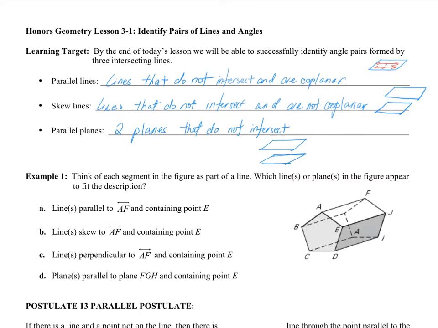And for skew lines, there are lines that do not intersect and are also not coplanar. So I would have a line that can go through two planes, for example, and I could have another line in one of the planes, but this line here is not in this plane, and this line will never intersect this first line here. So that's why they're called skew lines.